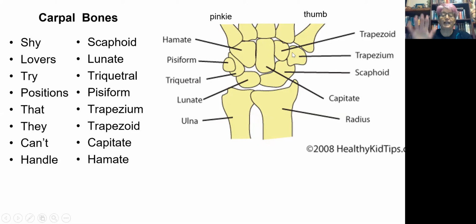Now the one other problem that I had was remembering whether it was the trapezium first or the trapezoid. So the way I remember it is when I can't remember something, I say oh.